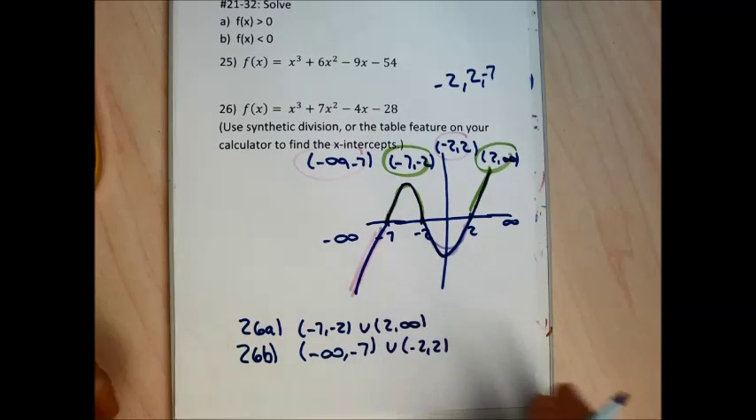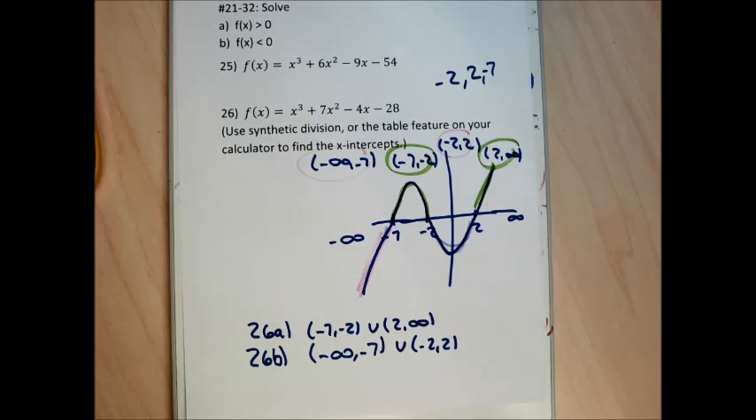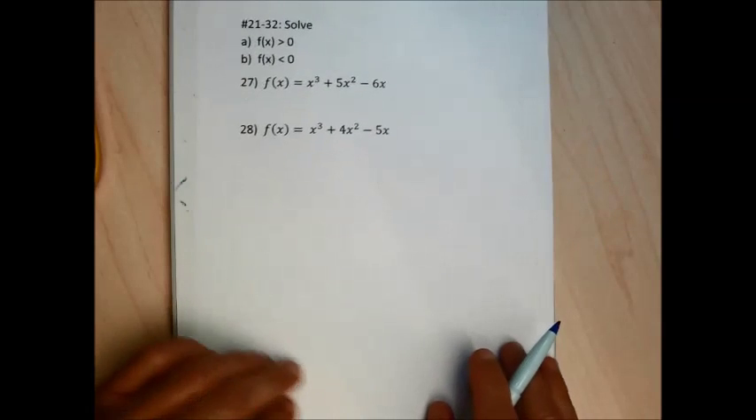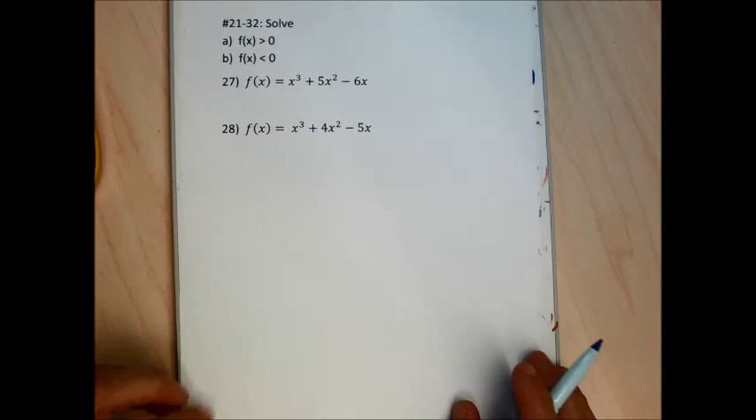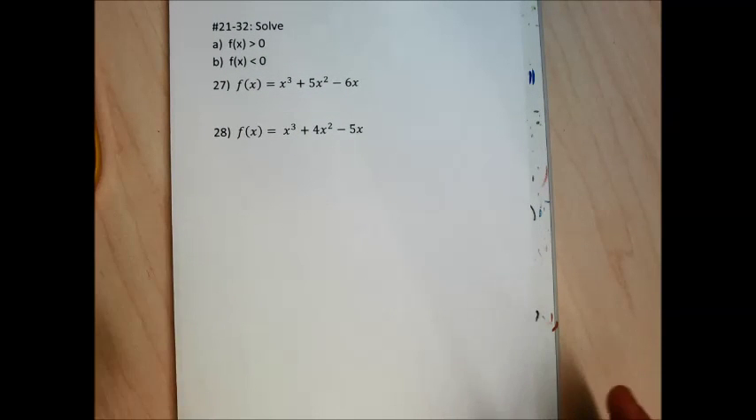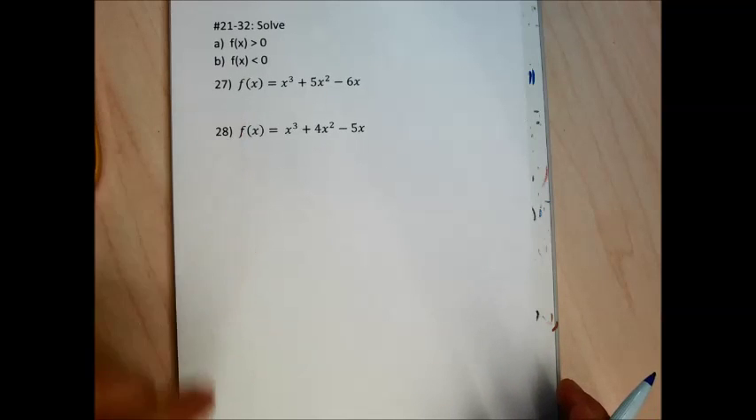Your 25 should work real similarly. For 28, it doesn't tell me I could use my calculator to find the x-intercepts, but I'm going to do it anyways. I don't know if it's cheating, but I'm going to use my calculator to find the x-intercepts.